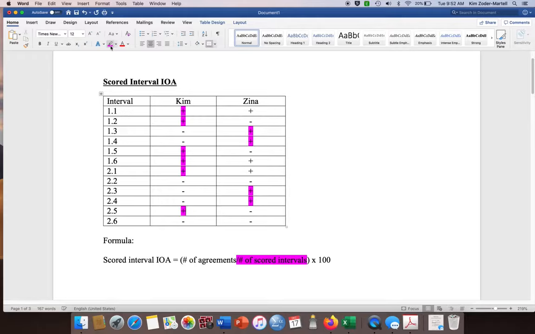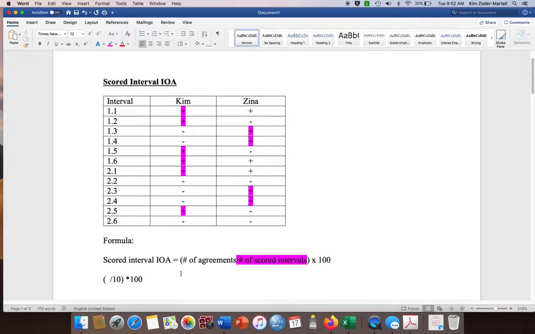Now what you're going to do is count up the number of highlights that you have here. These are the scored intervals. So we have 1, 2, 3, 4, 5, 6, 7, 8, 9, 10. I didn't mean to do that nice whole number, but it works out nice when that happens, right? So we're going to divide our agreements by 10.